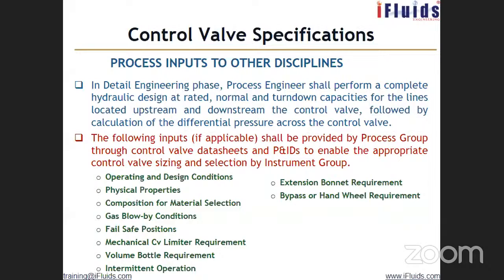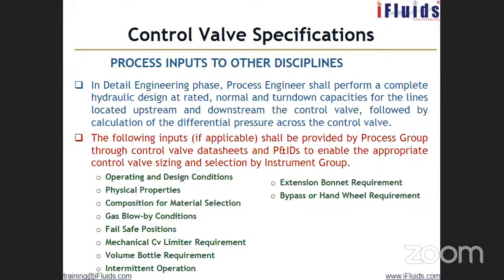And if it is possible, you have to tell the instrument engineer that gas blow by will happen, and this will be the gas flow through the valve. The valve should always have liquid flow, but in some extreme cases, gas will go through the liquid control valve. Those conditions we have to tell the instrument engineer. Failure positions will come a little later. Mechanical CV limiter: you can arrest the flow coefficient by putting some mechanical restrictions in the valve. If it is required, we have to tell that. Volume bottle is required for certain cases. Whether the valve is continuous operation or intermittent operation, that we have to tell.